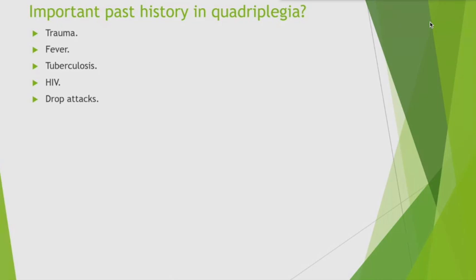And drop attacks. Now tell me something about drop attacks. What do you mean by drop attacks? A sudden spontaneous fall while the patient is walking or standing, with recovery occurring in minutes. It's not syncope. In syncope you have a loss of consciousness. In drop attacks, the patient is fully conscious, alert.